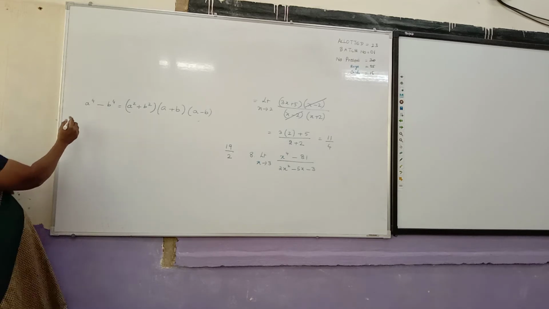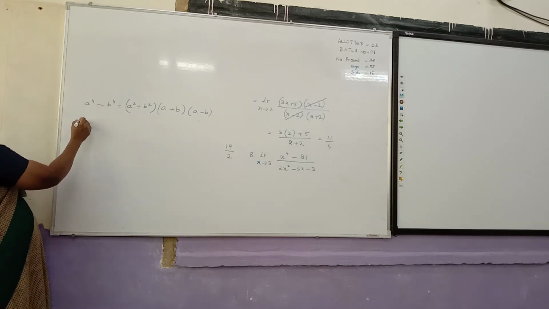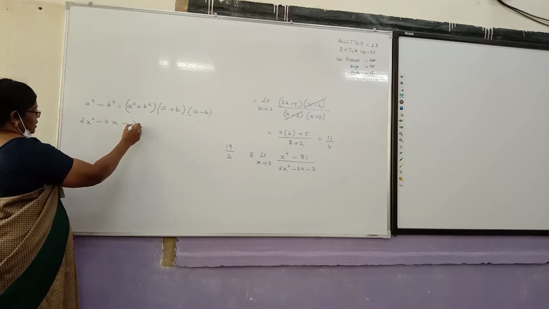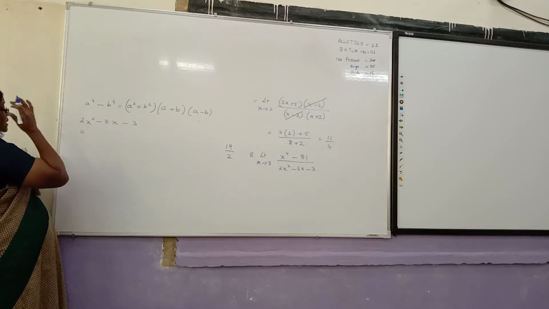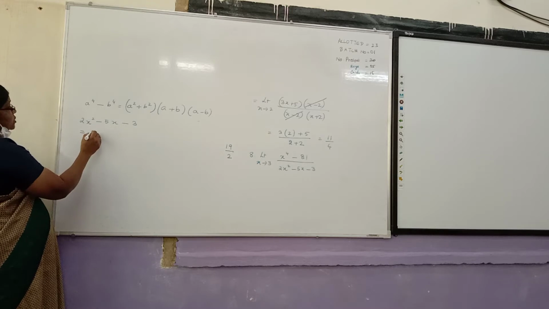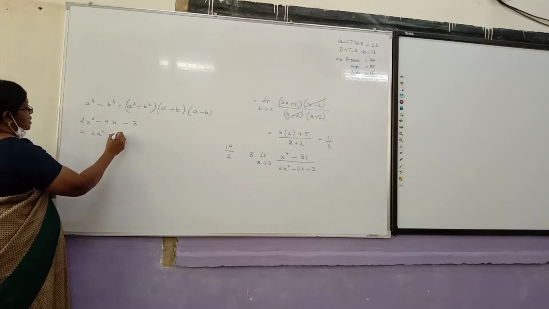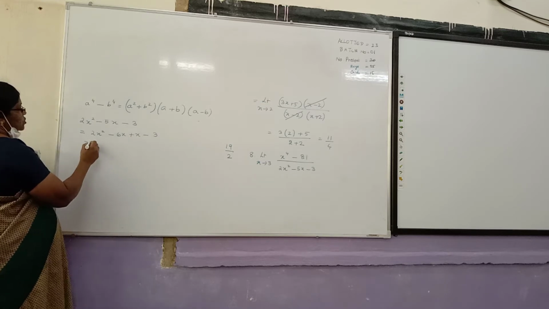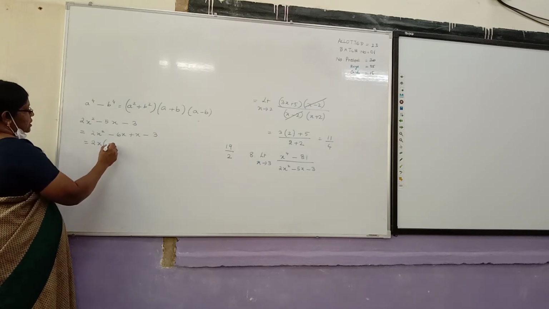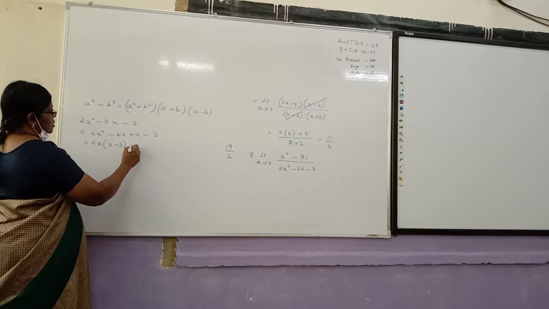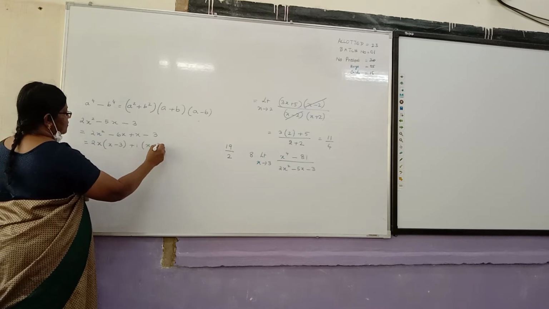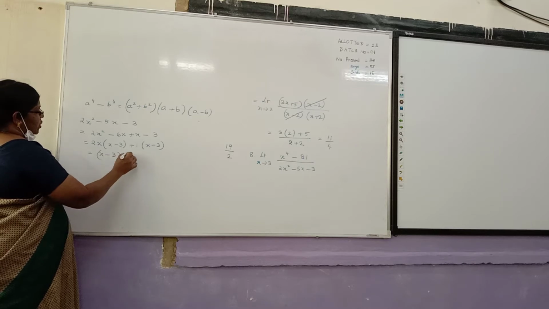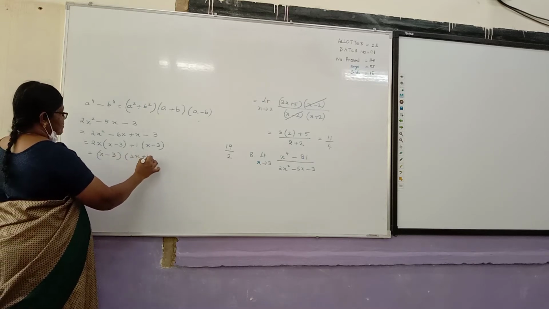So now we will put the limit. The second part, 2x square minus 5x minus 3, the product will be 6. So 2x square minus 6x plus x minus 3. So 2x common: x minus 3, plus 1 into x minus 3. So I will get x minus 3 into 2x plus 1.